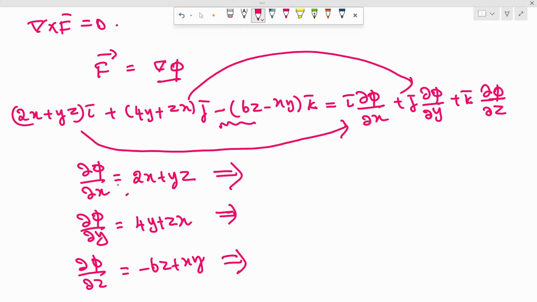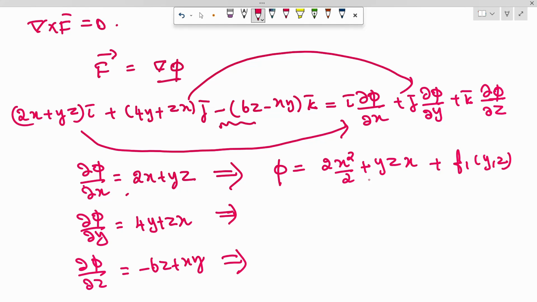Okay, now from the first equation we can write the phi value here. If we integrate with respect to x, we'll get phi. Integrate with respect to x, right hand side also 2x square by 2 plus yz into x will come plus f1 of y comma z. Because here we are integrating with respect to only x. Here y and z are constant. That's why we are writing in this form.